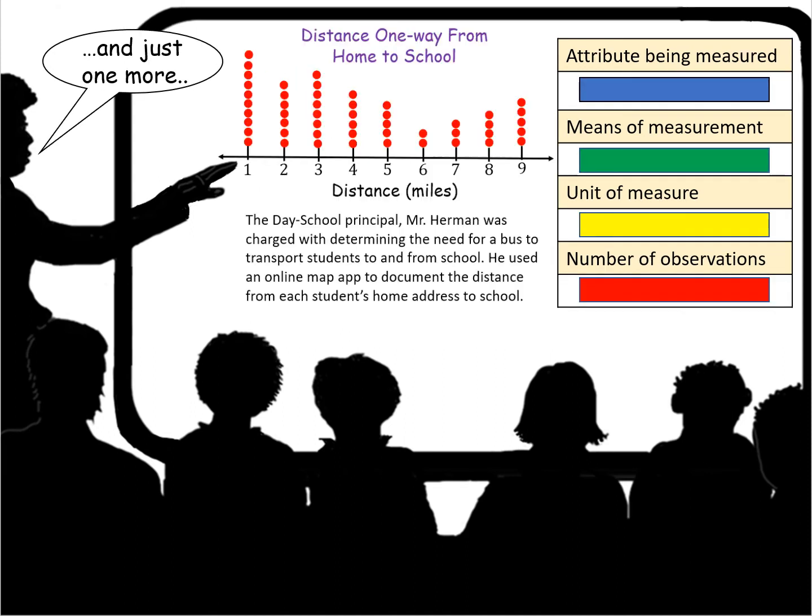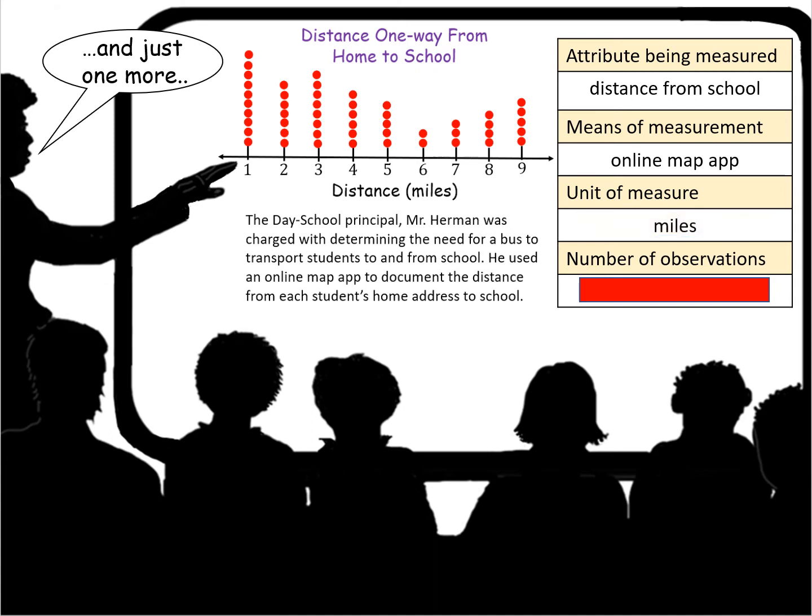And just one more. Alright, so the context of this data or dot plot is the day school principal, Mr. Herman, was charged with determining the need for a bus to transport students to and from school. He used an online map app to document the distance from each student's home address to school. So the attribute being measured is the distance from school.